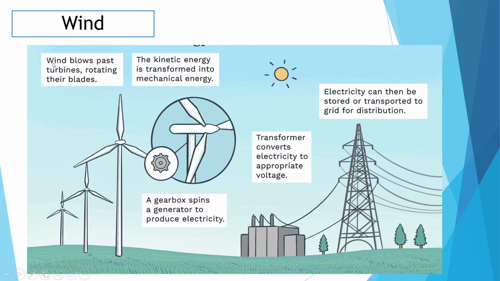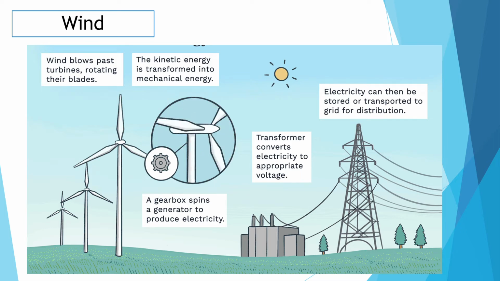First thing that happens is the wind blows past the turbines. When the wind blows past, the turbines rotate, they move. When they move, you have kinetic energy. This kinetic energy is transformed into mechanical energy, and then inside of that, because of the mechanical energy, you have basically another smaller turbine inside that generates electricity.